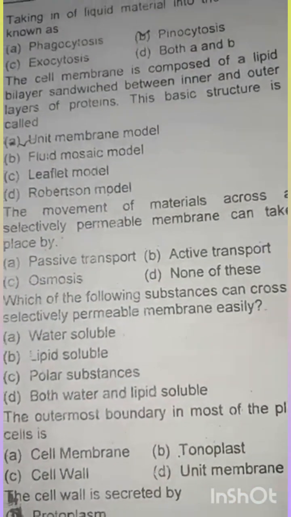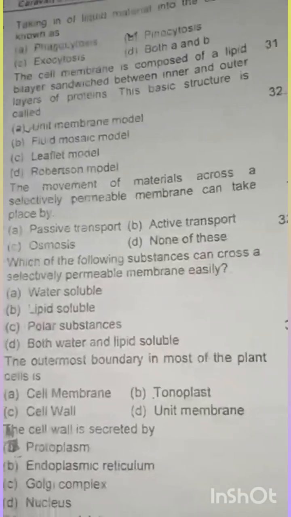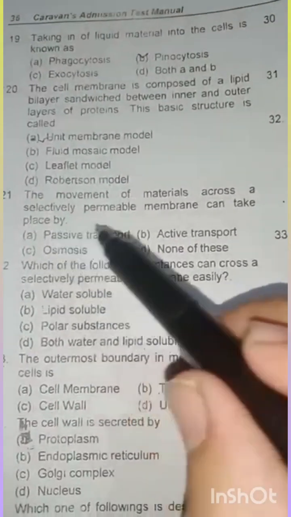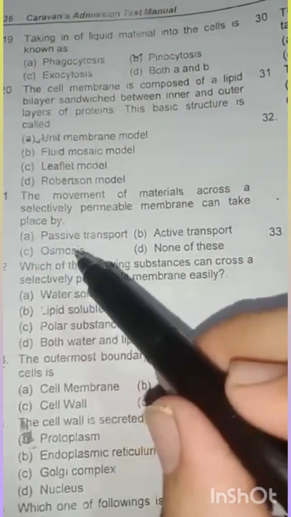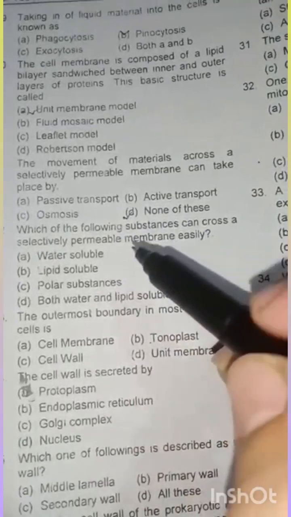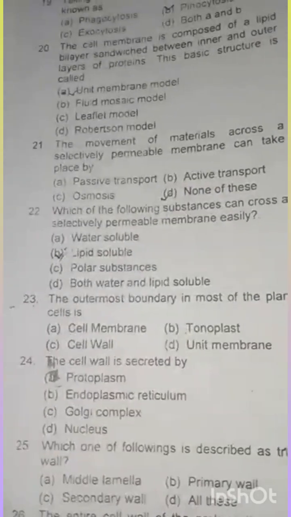The movement of material across a selectively permeable membrane can take place by: option A, passive transport; option B, active transport; option C, osmosis; option D, all of these. These are all processes that can occur through the cell membrane. So all of these are correct. Which of the following substances can cross a selectively permeable membrane easily? Lipid soluble substances can cross the plasma membrane easily. So option B is correct here.